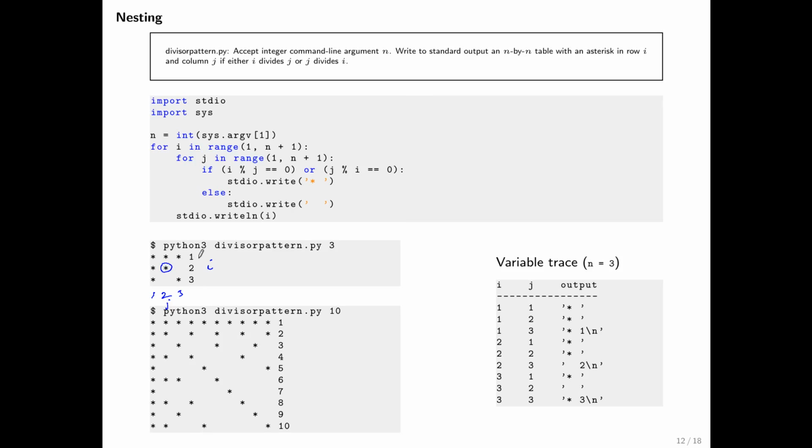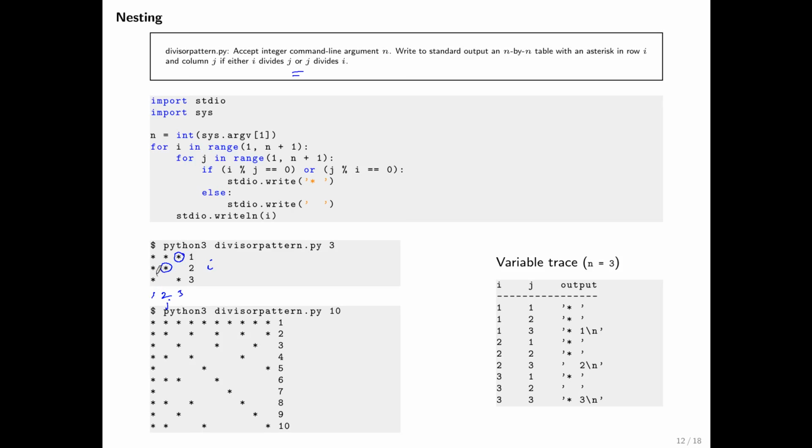Okay, so in order to have an asterisk, either I has to divide J or J has to divide I. That's all that it takes. Let's take another example. Why do we see a star here? Well, what is the corresponding row number? I is 1. What's the corresponding column number? Well, it's 3, right? J is 3. Does 1 divide 3? Absolutely. So we have a star there.